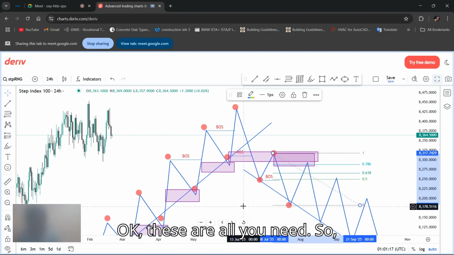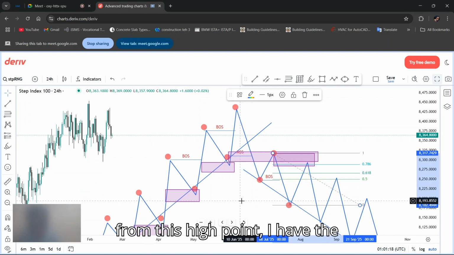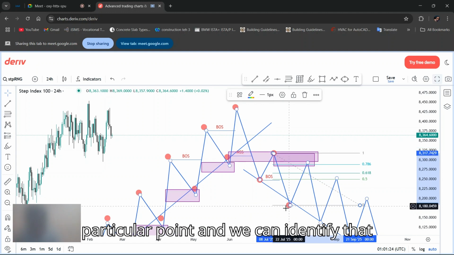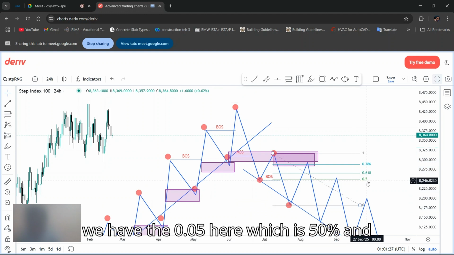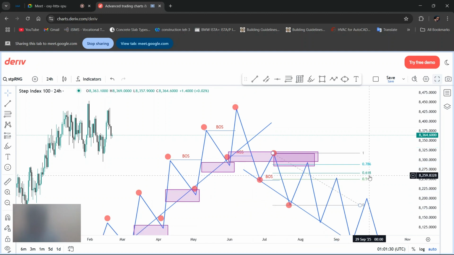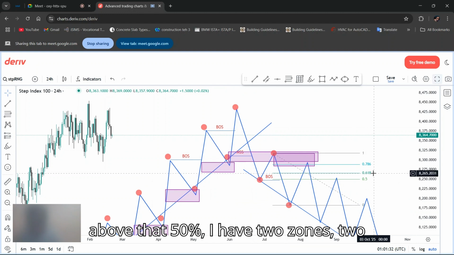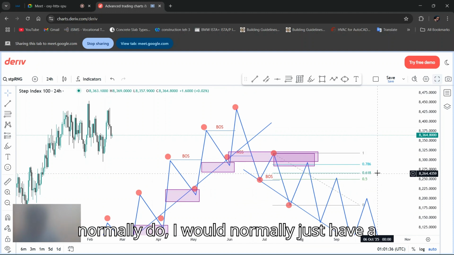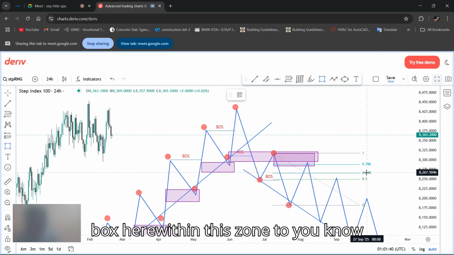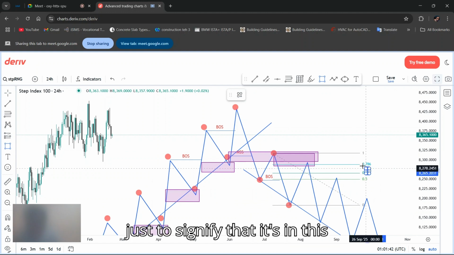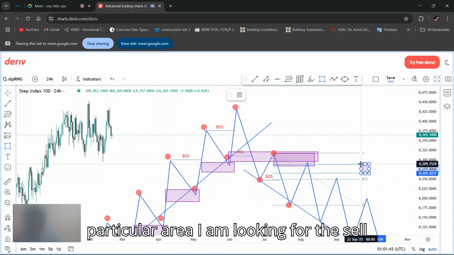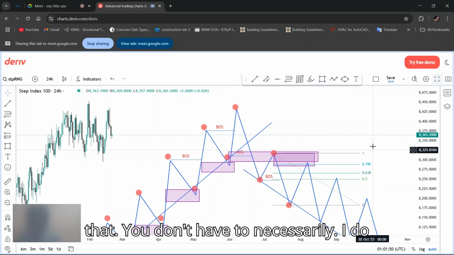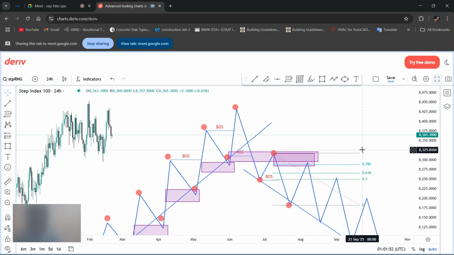Okay, these are all you need. So from this high point, I have the Fibonacci, from here to this particular point, and we can identify that we have the 0.5 here, which is 50%, and above that 50%, I have two zones, two markers, two numbers that I think are a very significant zone. And what I would normally do is have a box here within this zone, just to signify that it's in this particular area I am looking for the sell. Sometimes you can do that, you don't have to necessarily. I do it sometimes, it doesn't really matter.